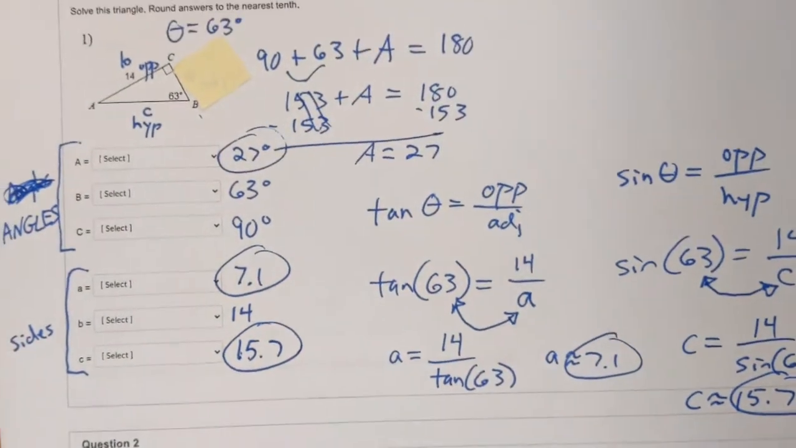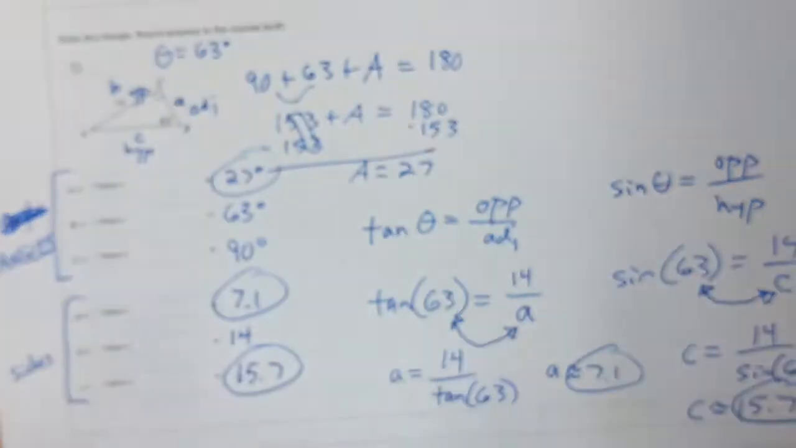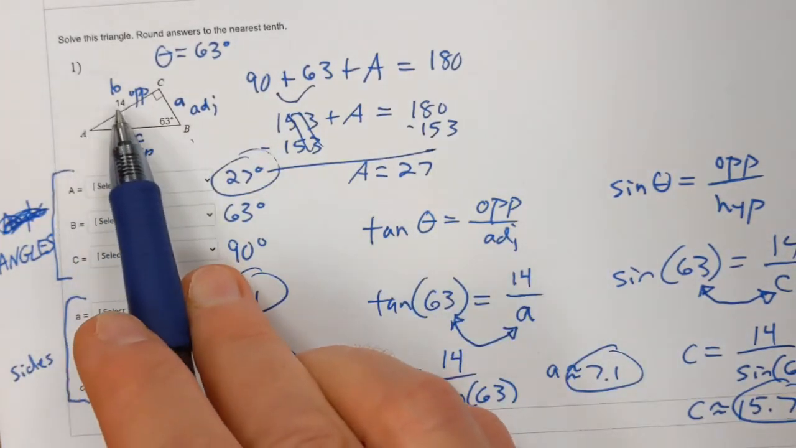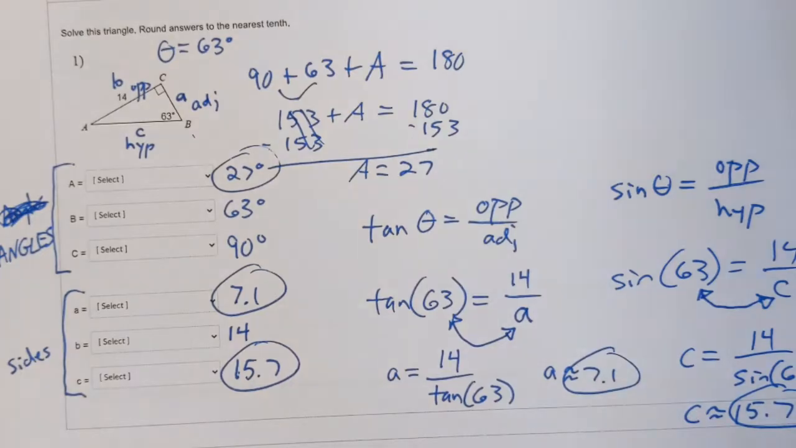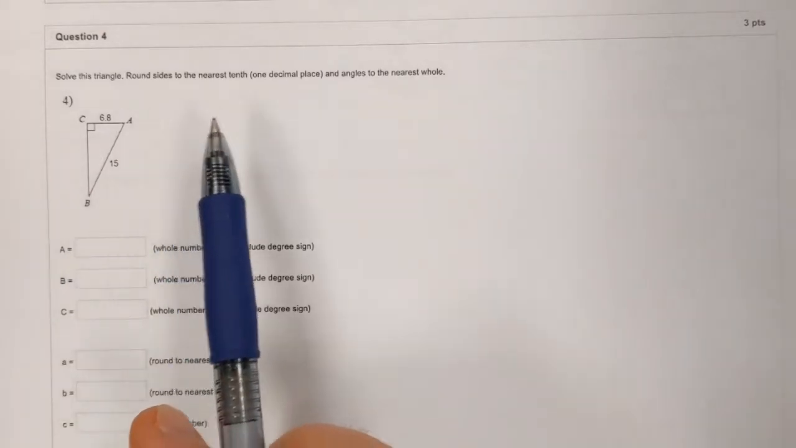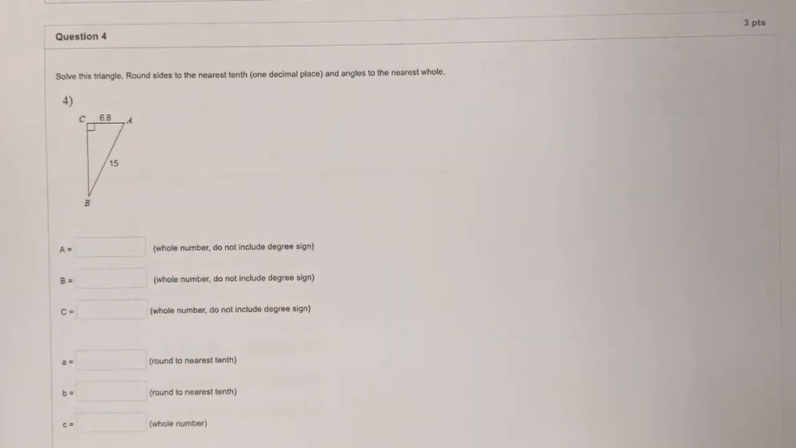Okay, so this is how we solve a triangle if we are given one of the angles and one of the sides. And let's end this video by jumping to the very last question. Question 4, solve this triangle. Round sides to the nearest tenth and angles to the nearest whole.